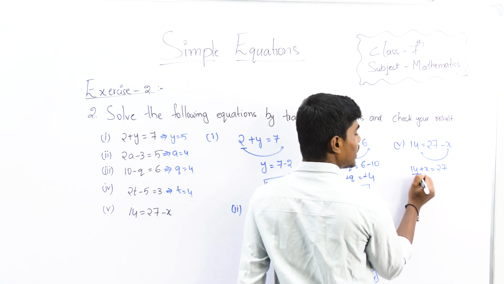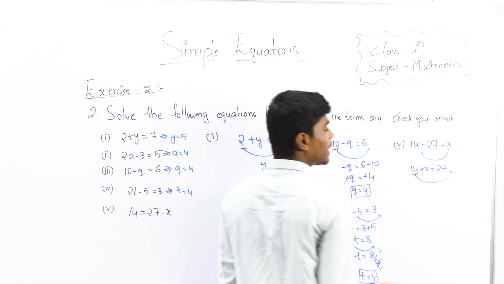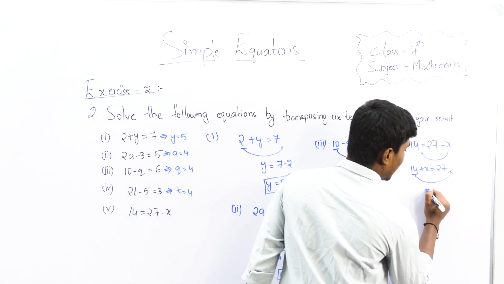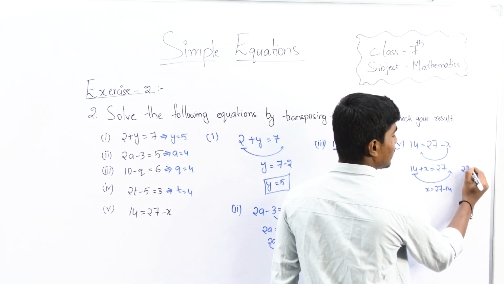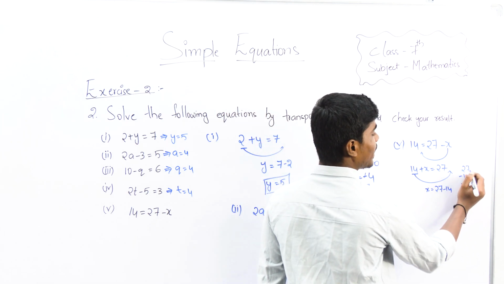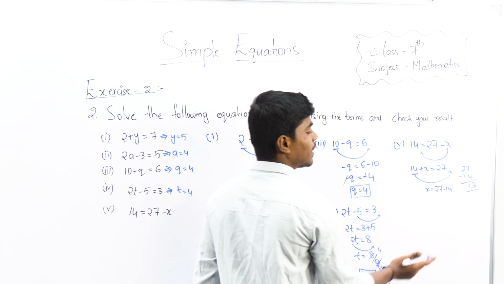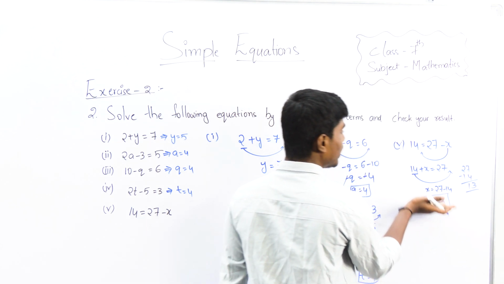Okay, here 14 is adding on the left side. If we move it to the right side, it will subtract. So x is equal to 27 minus 14. See, 7 minus 4 is 3, 2 minus 1 is 1. The answer is 13. So x is equal to 13. This is the solution for the fifth one.